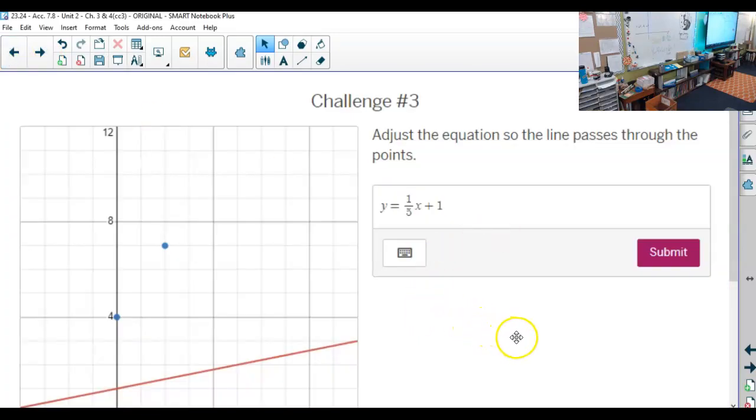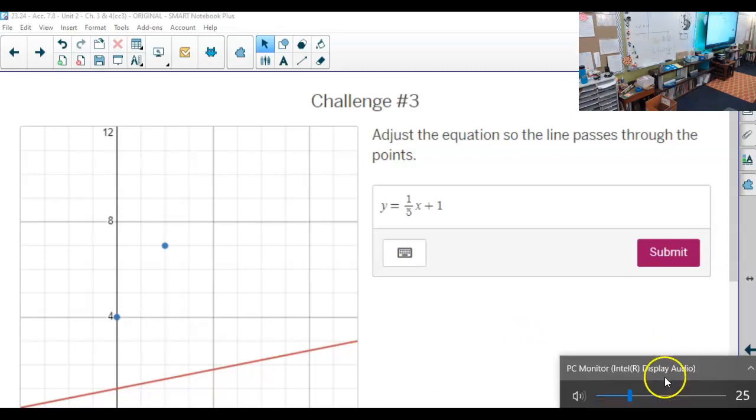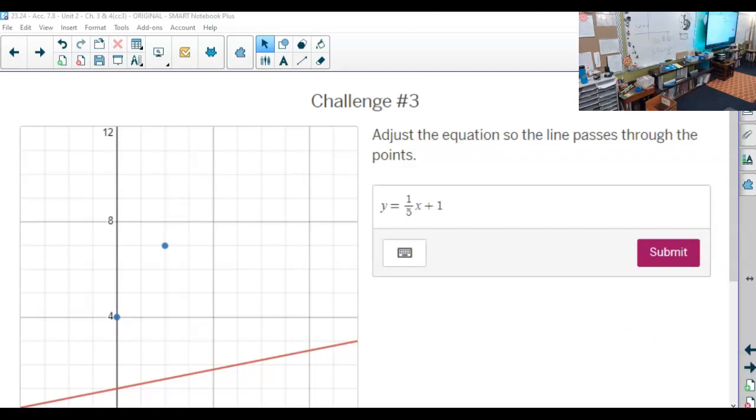Vivian, are you able to help me adjust this equation? Sorry, what did you say? You think you got it? All right, what do you think?